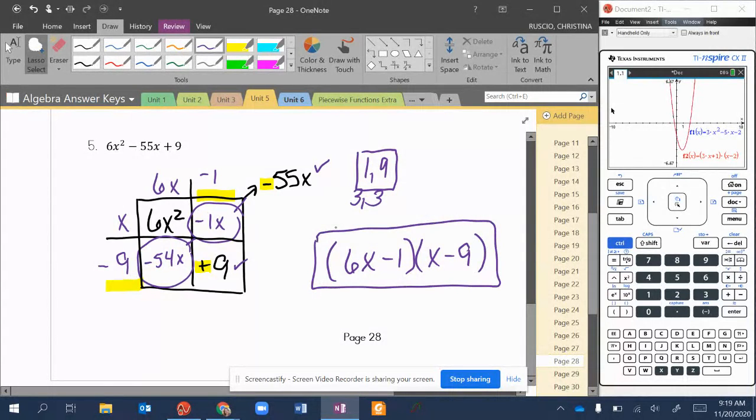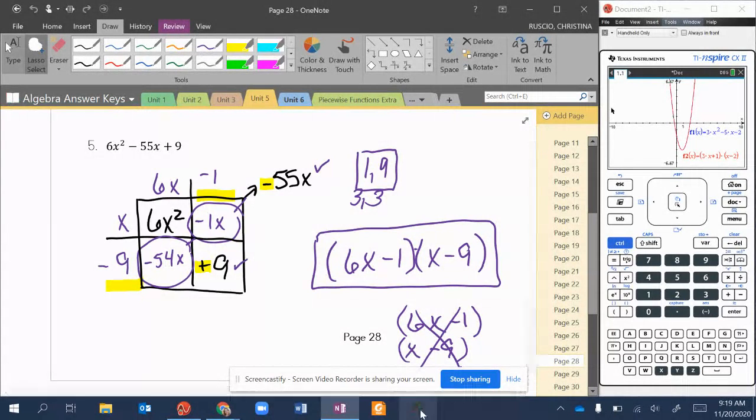Again, notice how I am writing them times one another. I'm not doing something weird like 6x minus 1 and then x minus 9, like stacking them on top, or like even putting them in parentheses. Like, that's bad news. We want to show that there's two binomials being multiplied by one another.